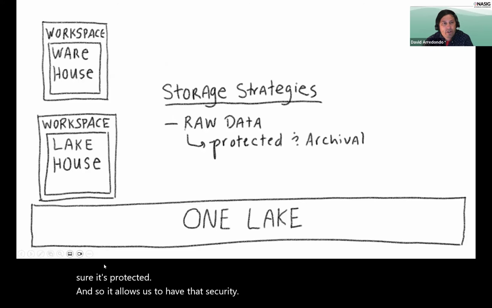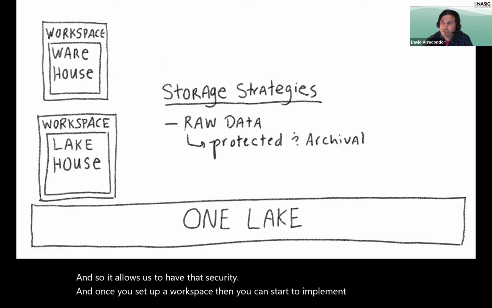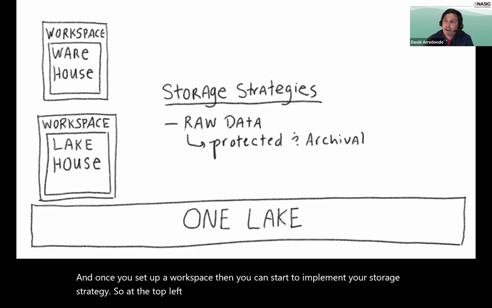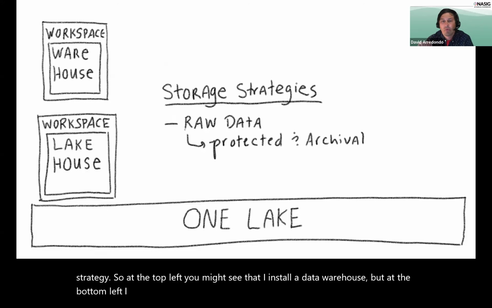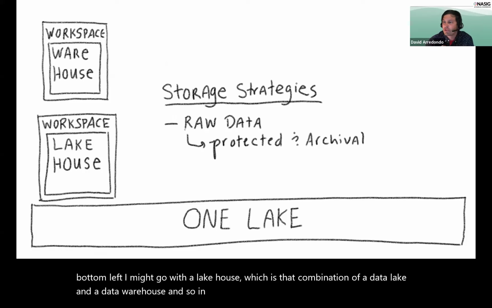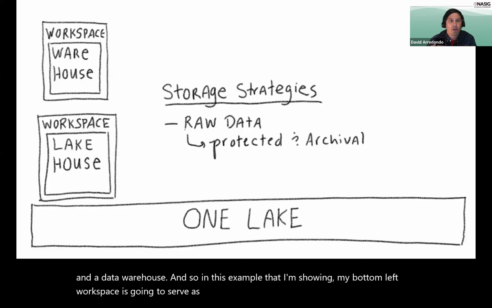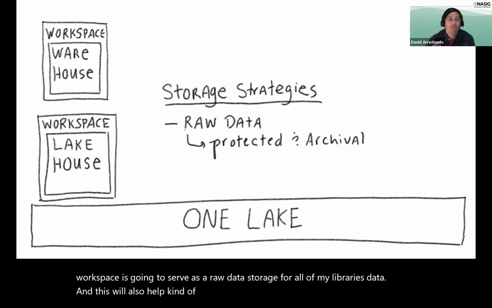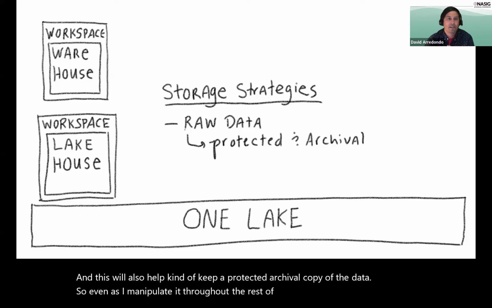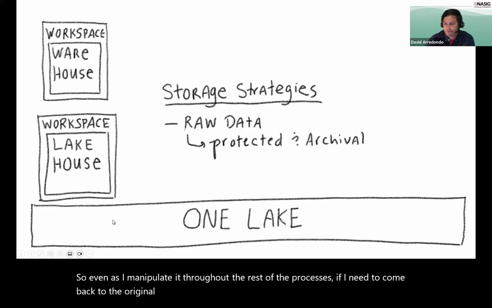And once you set up a workspace, then you can start to implement your storage strategy. So at the top left, you might see that I install a data warehouse. But at the bottom left, I might go with a lakehouse, which is that combination of a data lake and a data warehouse. And so in this example that I'm showing, my bottom left workspace is going to serve as a raw data storage for all of my library's data. And this will also help keep a protected archival copy of the data so that even as I manipulate it throughout the rest of the processes, if I need to come back to the original versions, I have a copy of that.